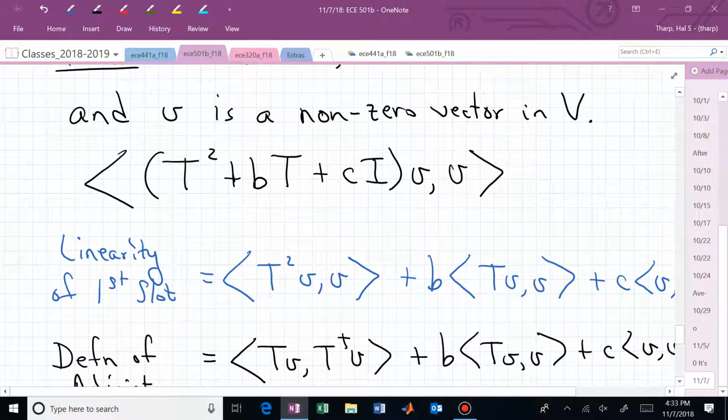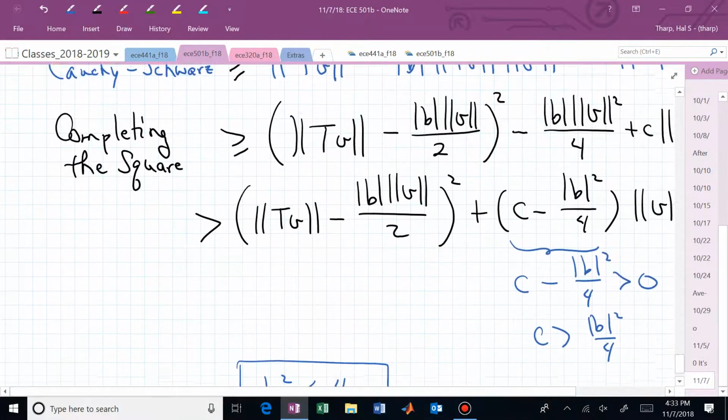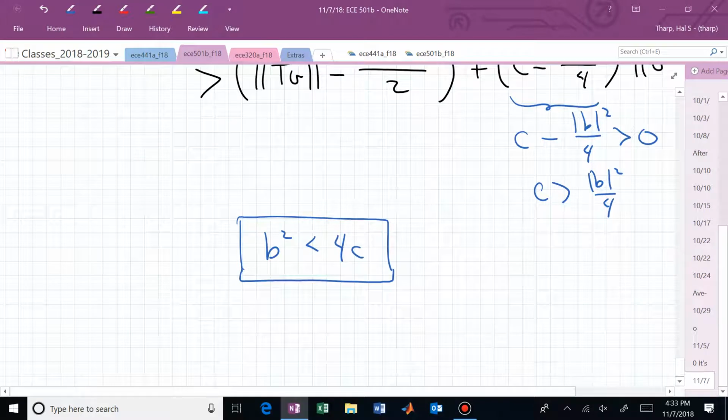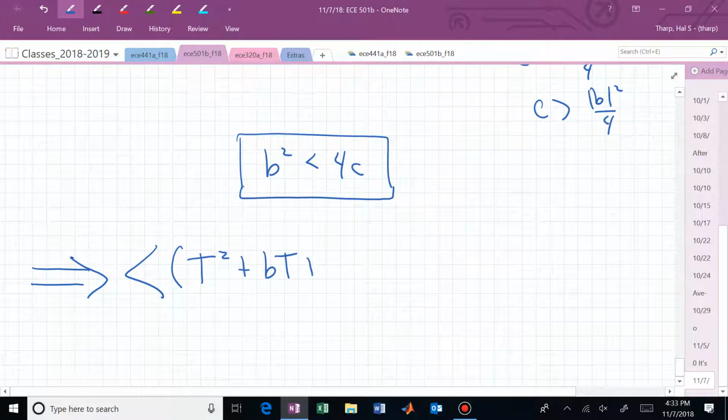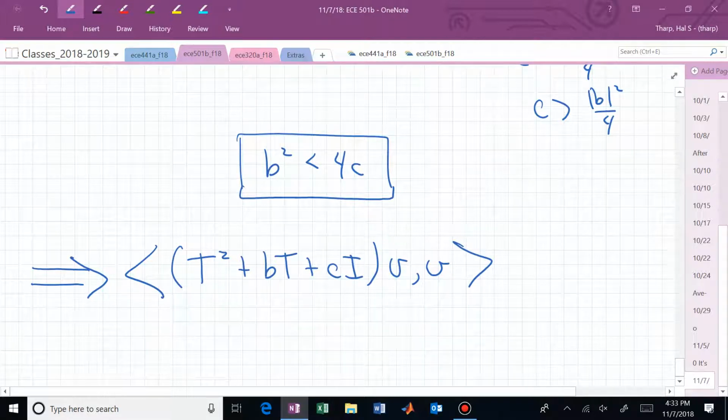I can foresee the future. No, I can't. But b squared is less than 4c, that then tells me the following. That allows me then to say that this quadratic expression inside the inner product of t squared plus bt plus ci applied to v, the inner product is positive.